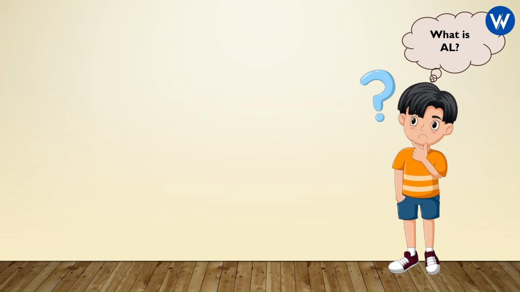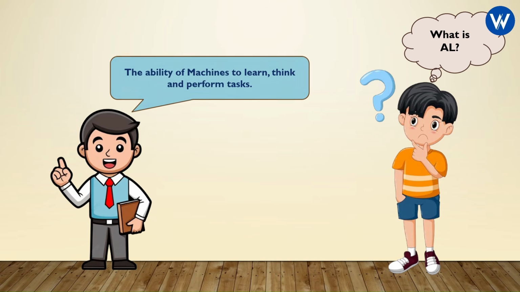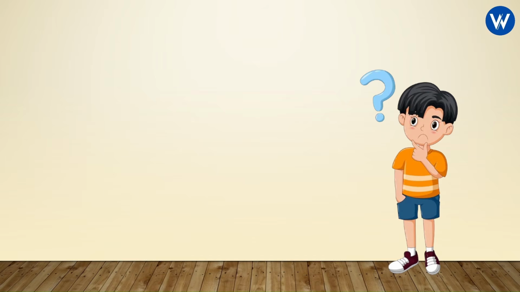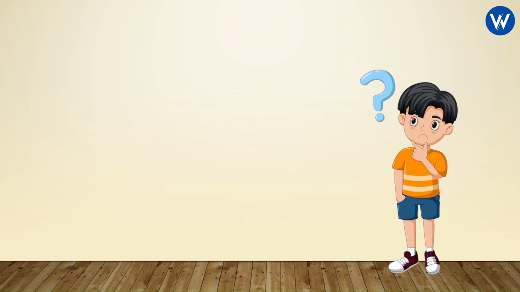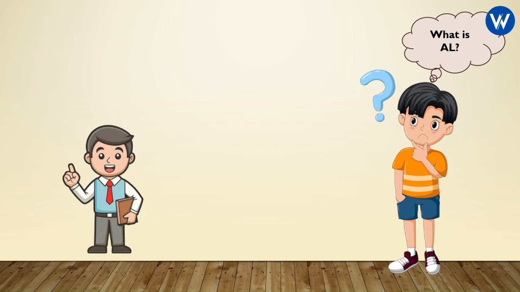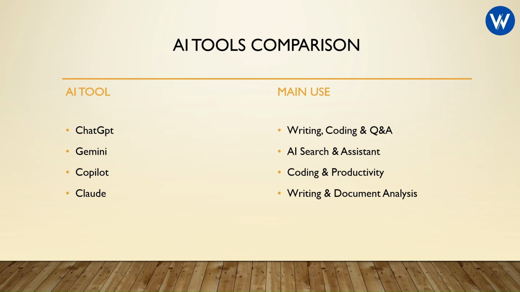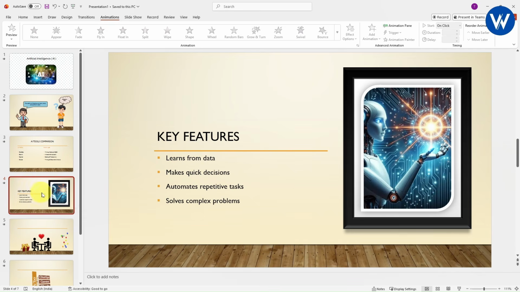Look here, this person is having doubt what is AI. Now this person will appear and it will tell the ability of machine to learn, think and perform. Now this presentation is looking completely amazing, right? So in this way you can add the animation by which your presentation will look completely amazing. In the same way you can add the animation for the other slides also.